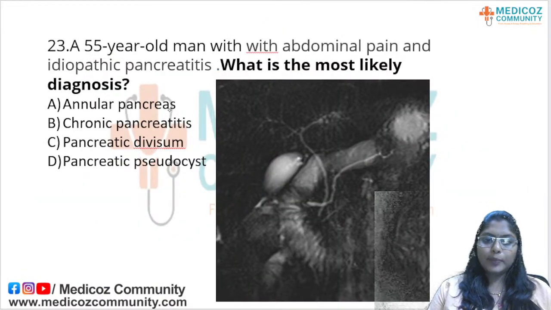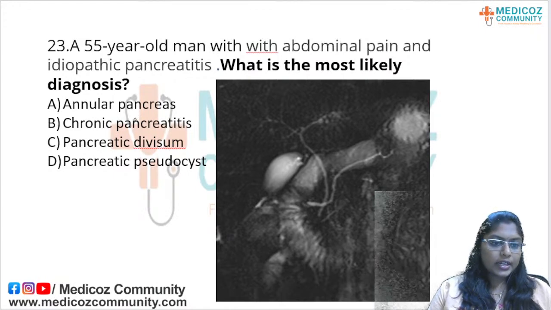A 55-year-old man with abdominal pain and idiopathic pancreatitis. What is the most likely diagnosis? A. Annular pancreas, B. Chronic pancreatitis, C. Pancreatic divisum, D. Pancreatic pseudocyst.